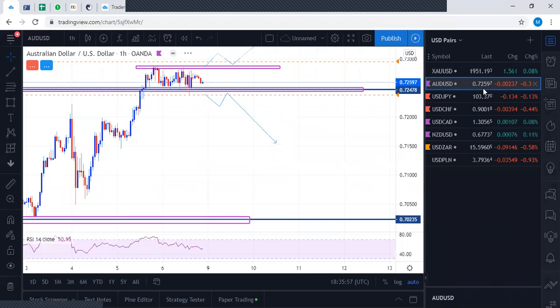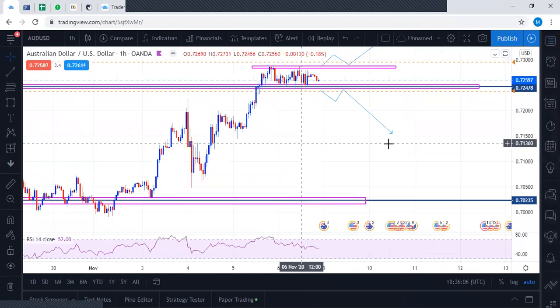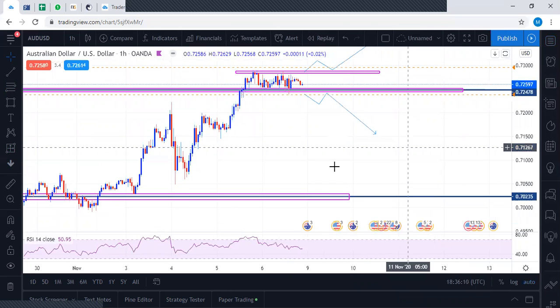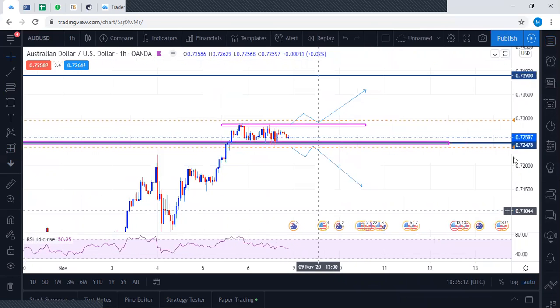So the AUD USD is forming some kind of a pennant pattern. I do not know if this is going to be a pennant or probably a continuation or a reversal. Let's see. It's going to be a continuation.